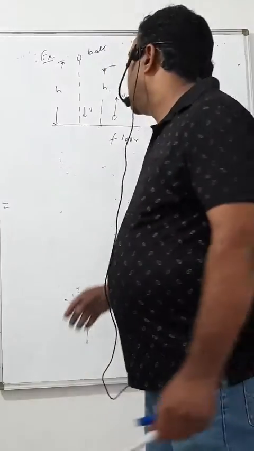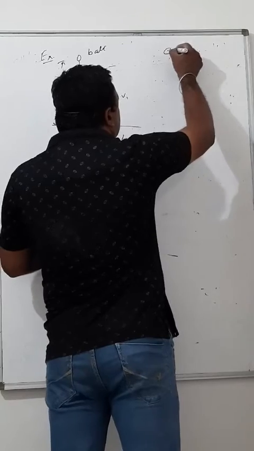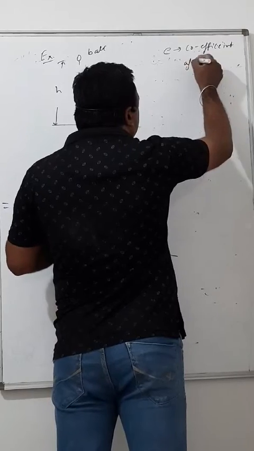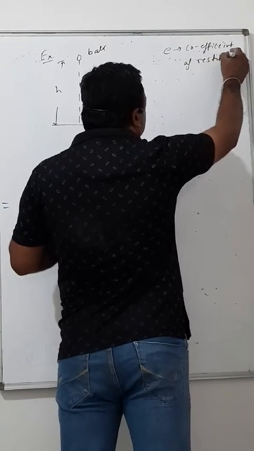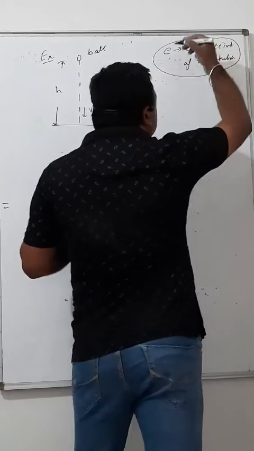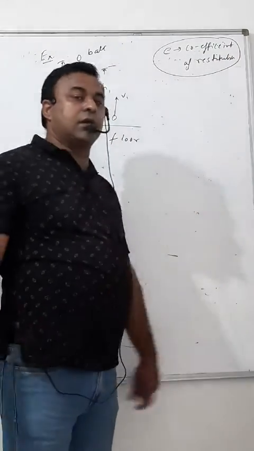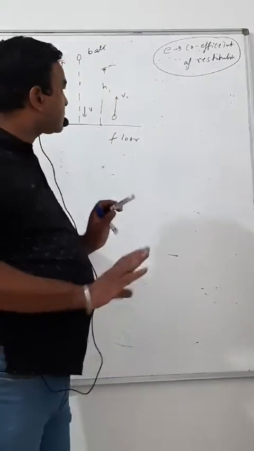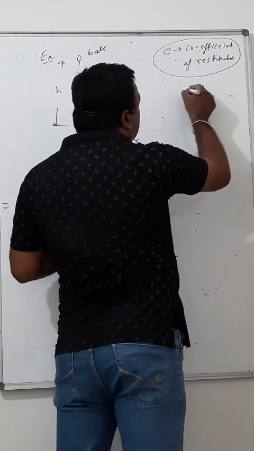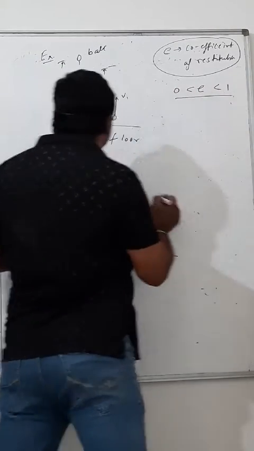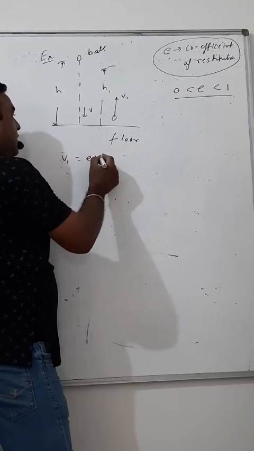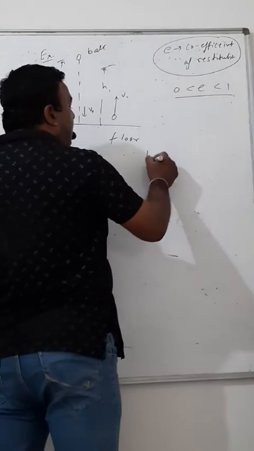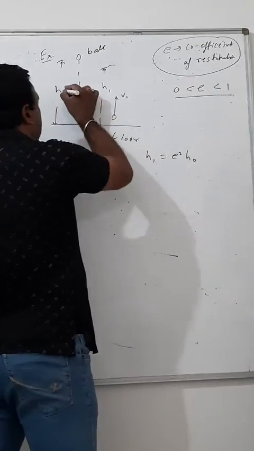Now, there is a term e, the coefficient of restitution. I'm just naming it, no need to memorize it. You will understand it in detail when you study collisions. This e has a value between 0 and 1. Now this v1 is e times v0, I call the first velocity v0. And this h1 is equal to e squared h0.